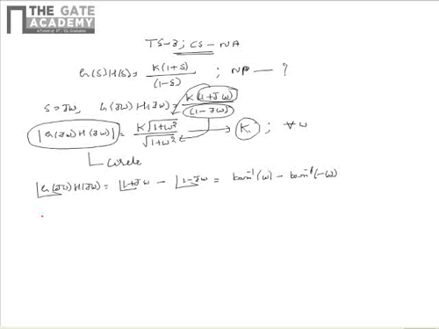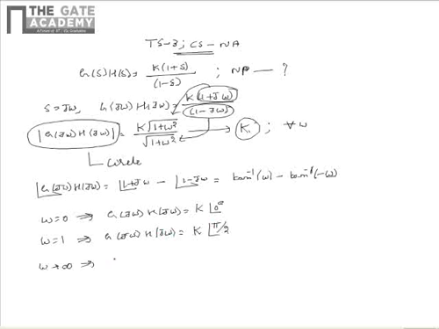So upon substituting different values of ω, we see that for ω equal to 0, G(jω)H(jω) is equal to K at a phase of 0 degrees. Similarly, at ω equal to 1, G(jω)H(jω) is equal to K at a phase of π/2. And as ω tends to infinity, G(jω)H(jω) is equal to K at a phase of 180 degrees.